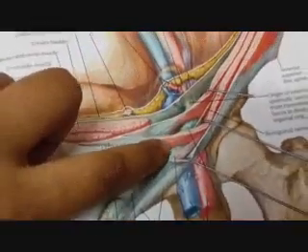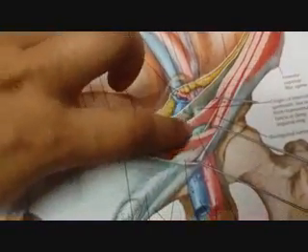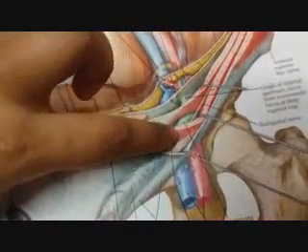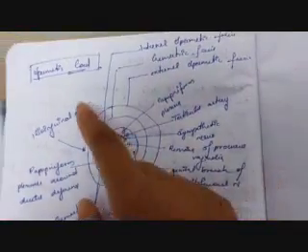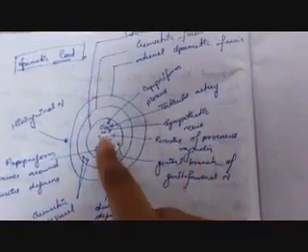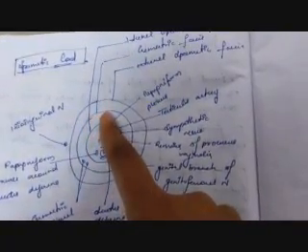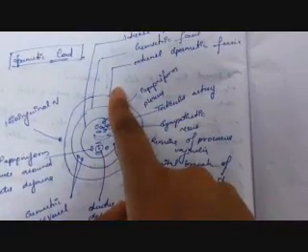Now, talking about the spermatic cord, in this diagram you can have a view of how the spermatic cord is. It's covered by the continuation of the fascia transversalis, which continues as the internal spermatic fascia. So coming to the spermatic cord, we have three layers: the internal spermatic fascia, cremasteric fascia, and the external spermatic fascia.